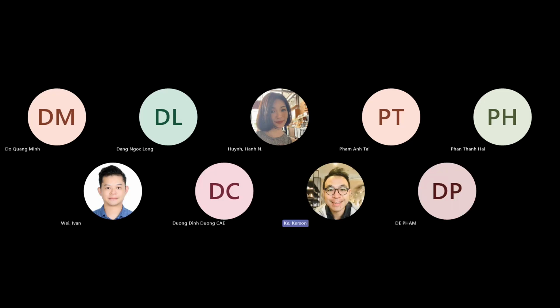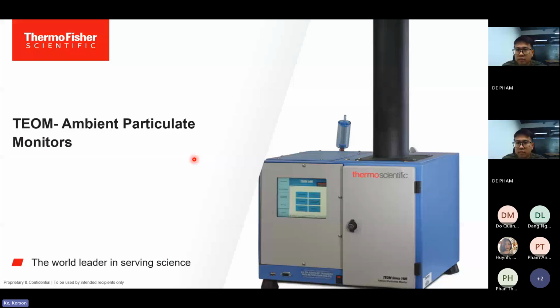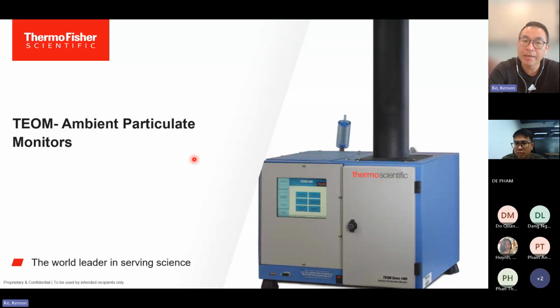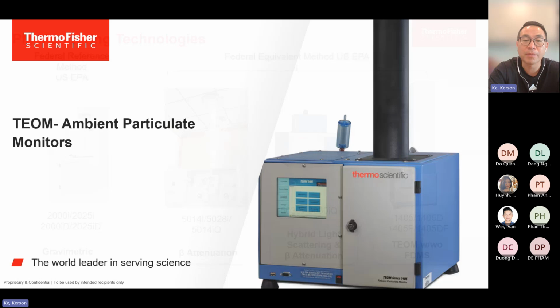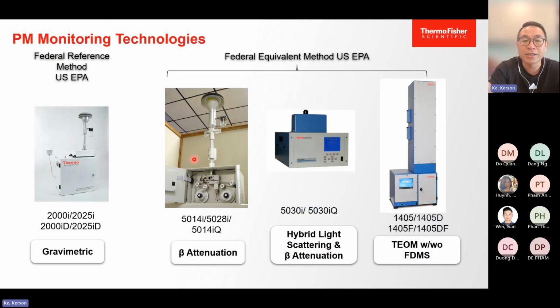Monitoring. So I think last time Ivan brought some of our beta technology as well as the manual sampling for you. So this is the slide he shared to you. At the left hand side, it's for the manual sampler. So it's the gravimetric. We weigh the filter before and after we collect the sample. And at the right hand side, we have the beta attenuation, also within hybrid system, light scattering plus beta technology.